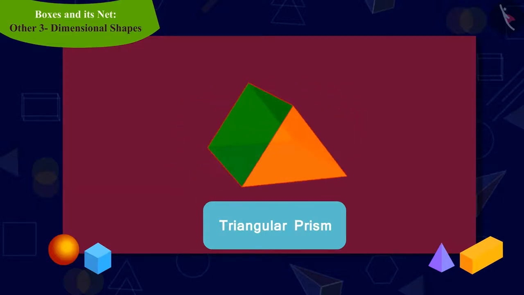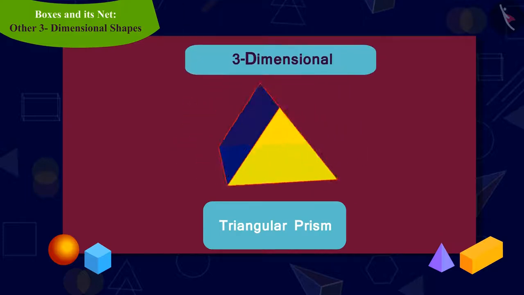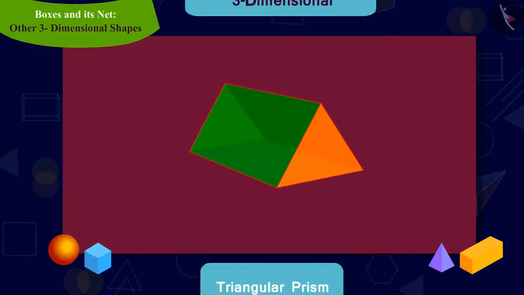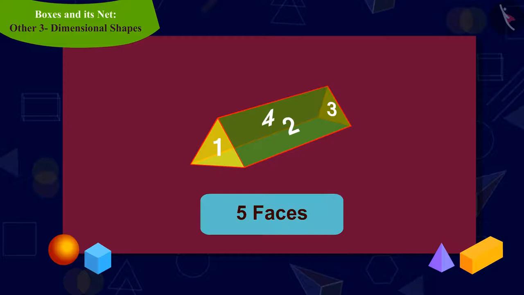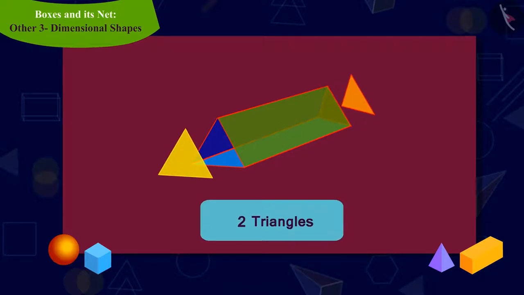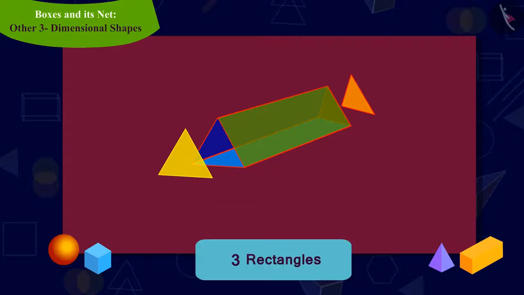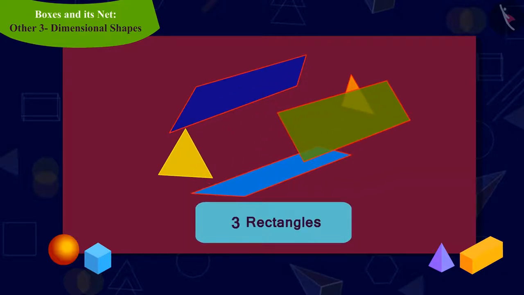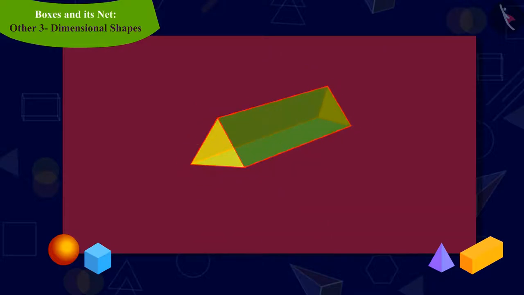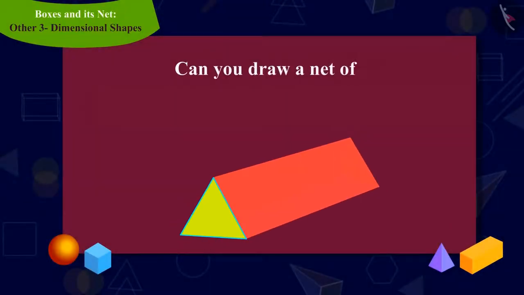A triangular prism is a three-dimensional shape which has five faces in total, of which two are triangles and the remaining are rectangular faces. Can you draw the shape of the net of this triangular prism?